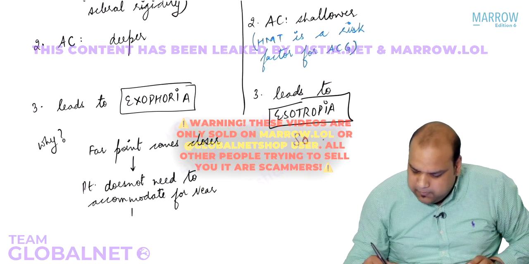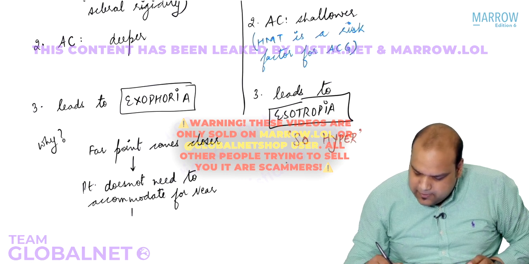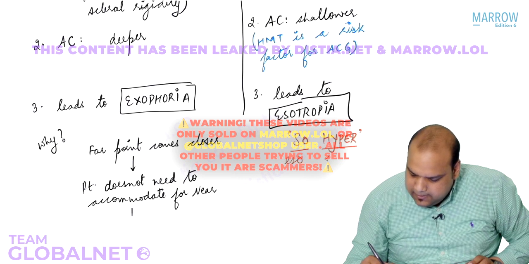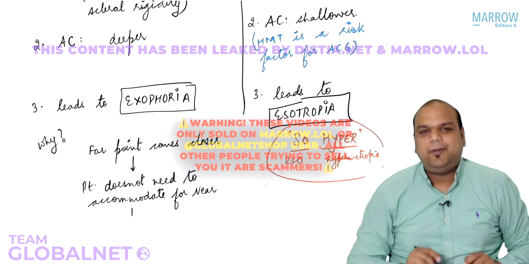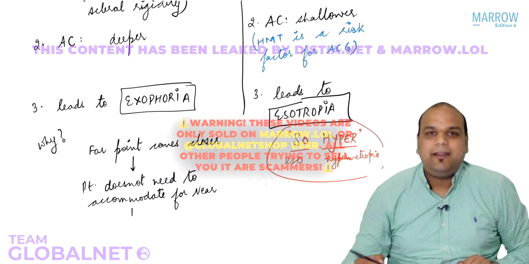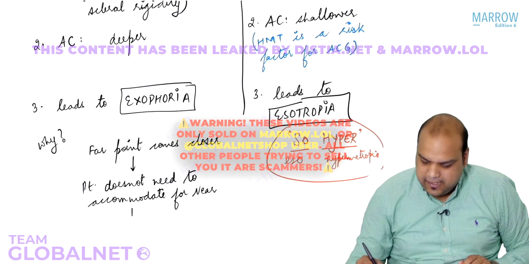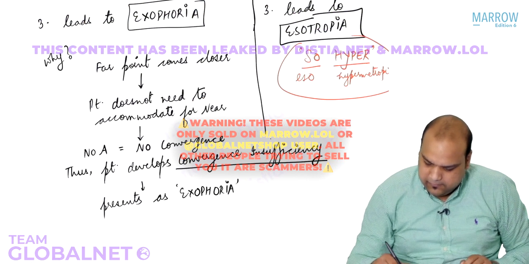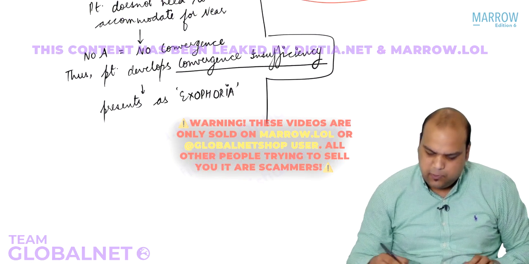Again, I will ask you to remember this mnemonic, commonly asked. Hyper means hypermetropia, and hypermetropia is associated with esotropia. Right, guys? I hope you already remember this. If not, this is a recap for you. Now, let's move on. Let's discuss more signs.